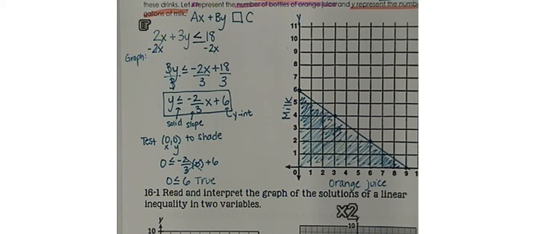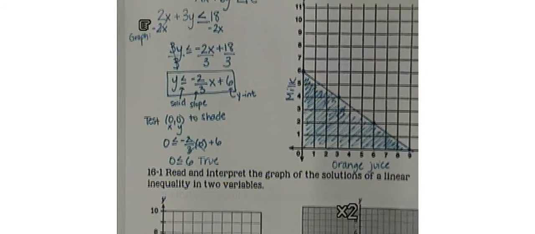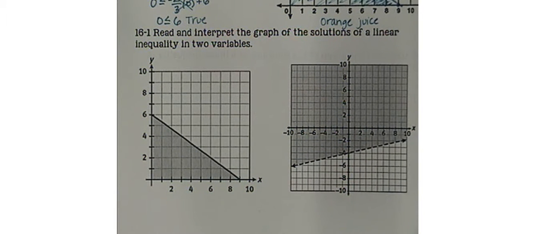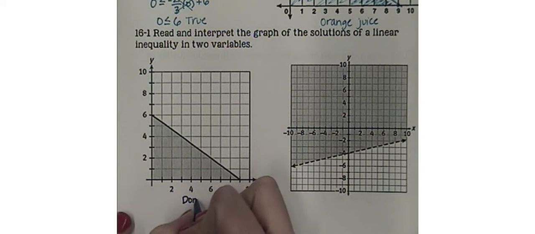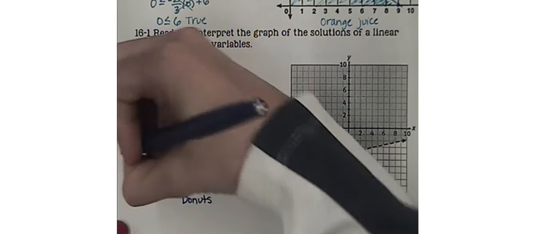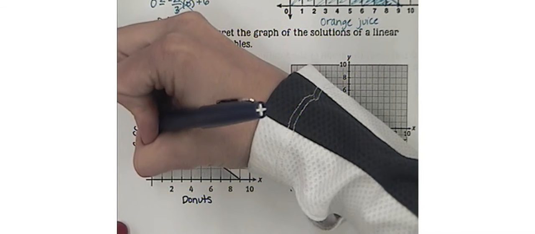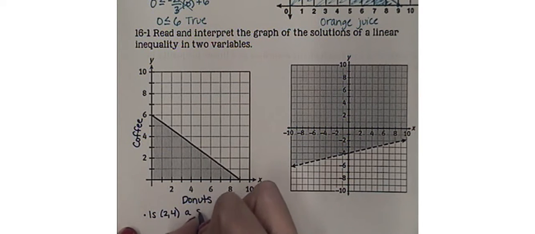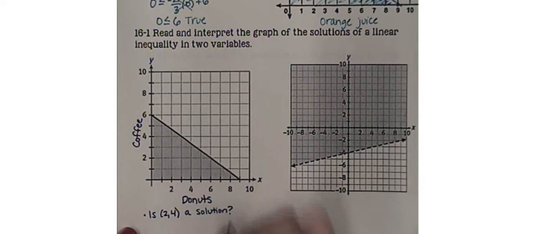All right, moving on to the next part. Read and interpret the graph of the solutions of a linear inequality in 2 variables. So I'm just going to make up this scenario here. I'm going to label this as donuts. I'm going to label this as coffee. And I'm just going to ask you, is 2 donuts and 4 cups of coffee a solution? I want you to write yes or no.